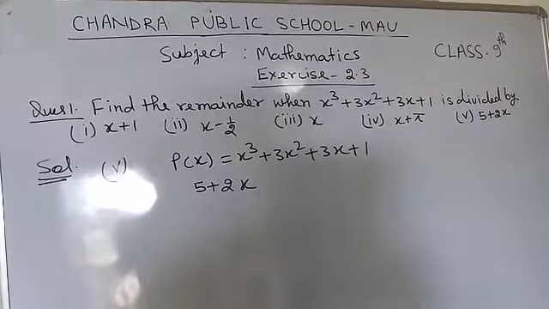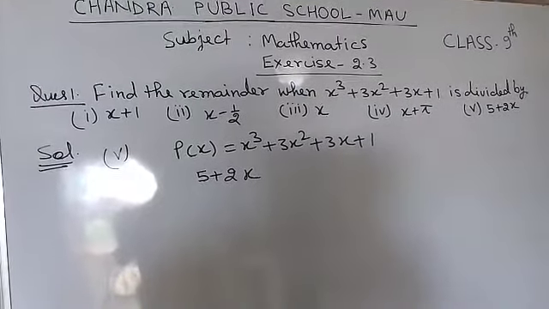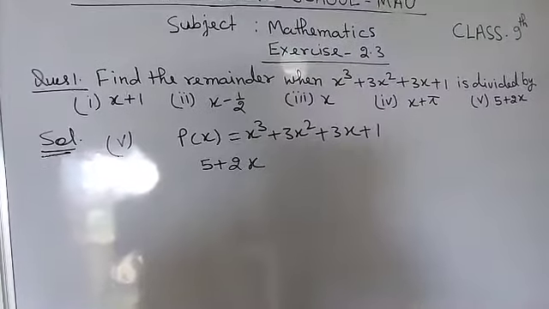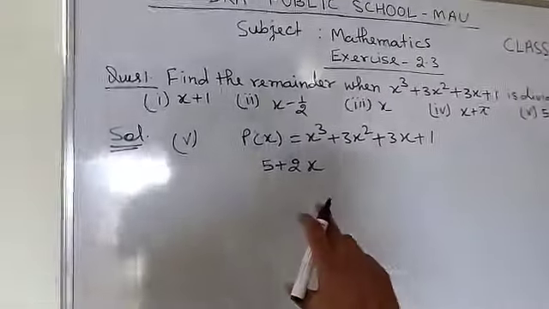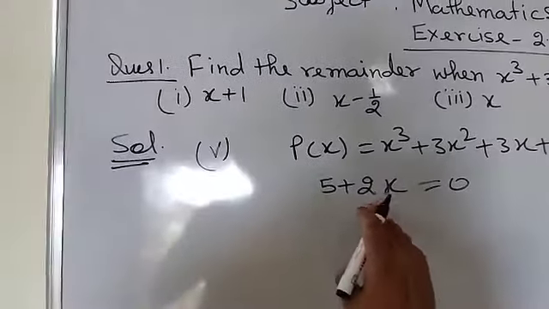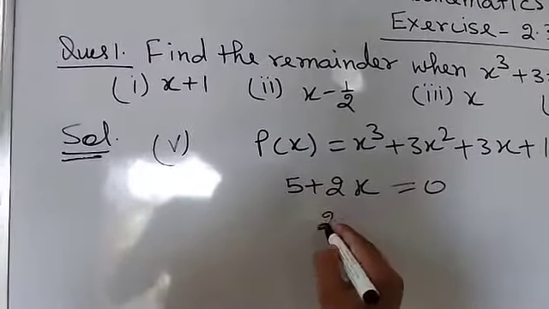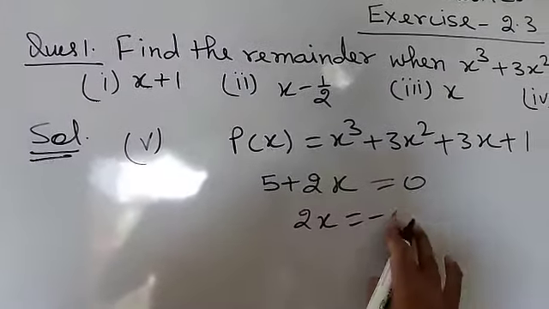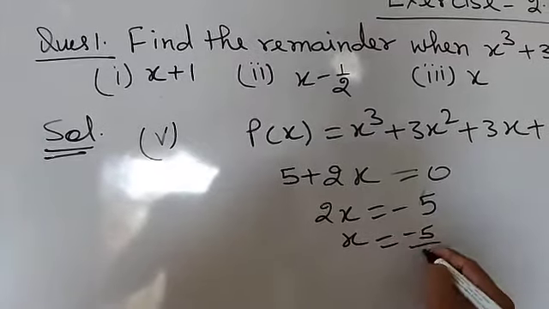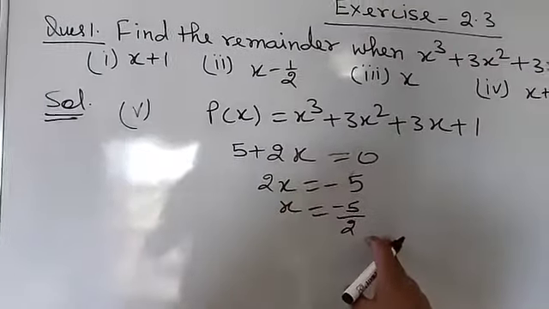Now here it is the fifth part. The dividend is same, and you need to divide that polynomial p(x) by 5 plus 2x. So here the divisor is 5 plus 2x. So put the divisor equal to 0 and try to find the value of x. 5 will be transferred to the right side, so it will be 2x equal to minus 5, then x equal to minus 5 by 2. So here you got the value of x, minus 5 by 2.